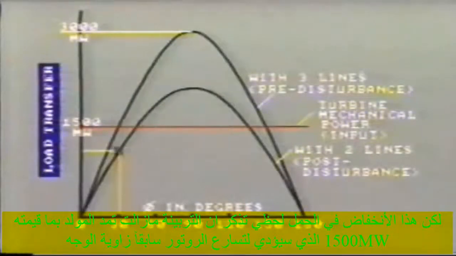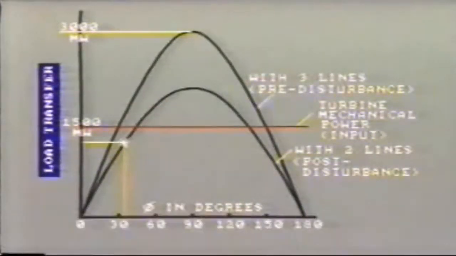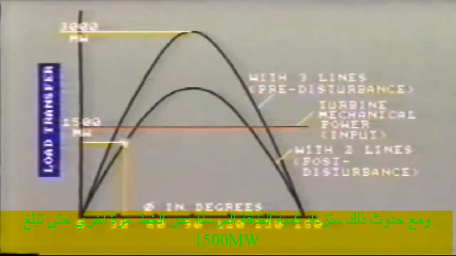Remember, the turbine is still providing 1,500 megawatts of energy to the generator. As a consequence, the rotor starts to accelerate and move ahead in phase angle. As it does this, the amount of power being transferred across the line is increased once again until it reaches 1,500 megawatts.